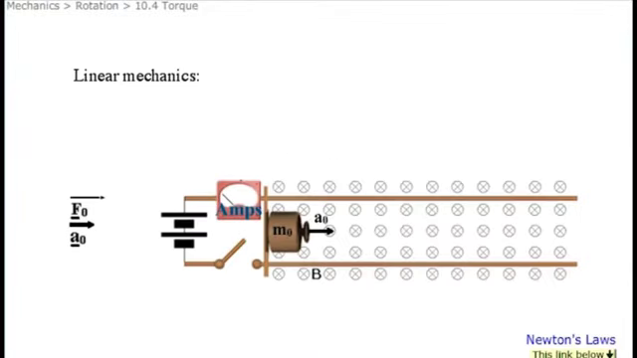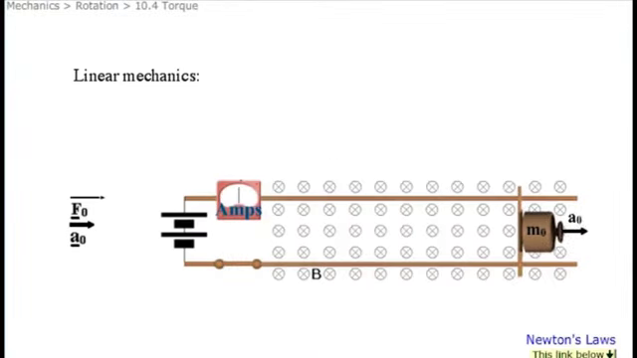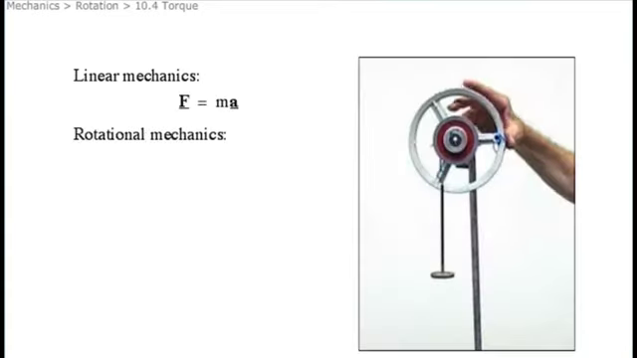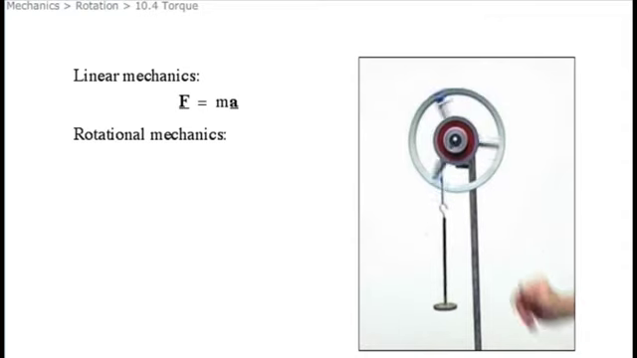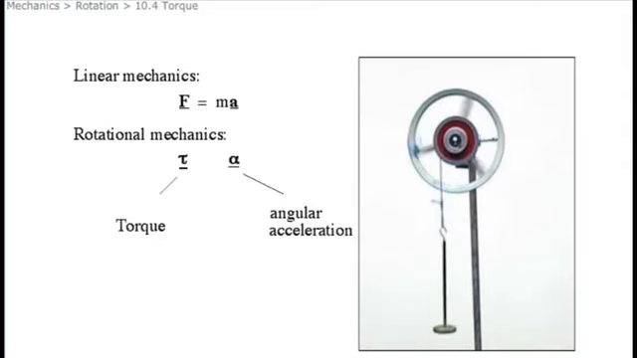In linear mechanics, force produces acceleration, and it's mass that resists acceleration. F equals ma. In rotational mechanics, torque produces angular acceleration, and the moment of inertia resists angular acceleration. Tau equals I alpha.